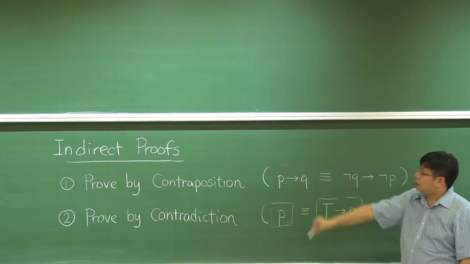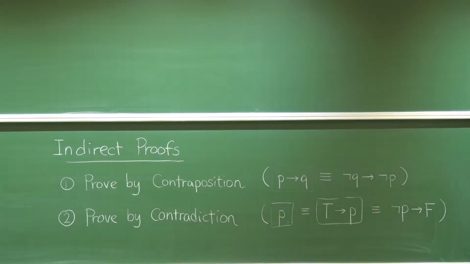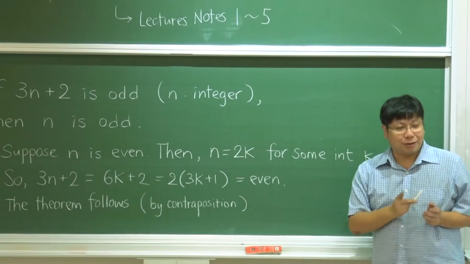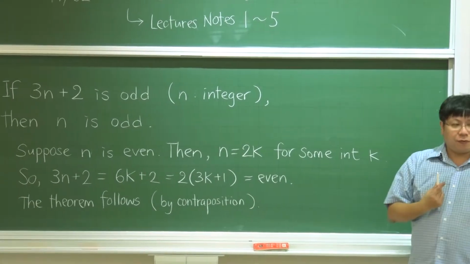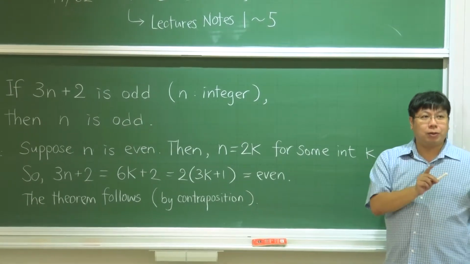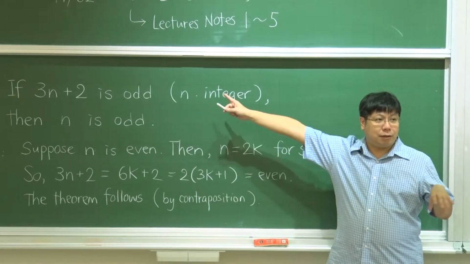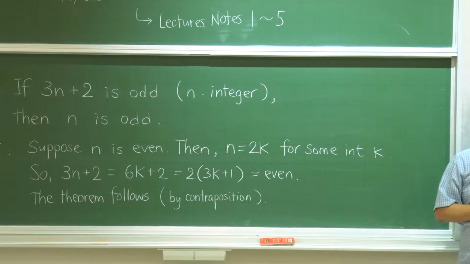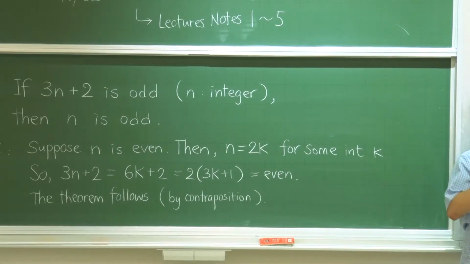But you can see that these two are actually closely related. Because here, these two are actually contrapositions of each other. So contradiction is a special case of proof by contraposition. You can think of this like this. So this is a theorem we have proven last time. If 3n plus 2 is an odd integer, and assuming that n represents a certain integer, then n has to be odd. This is what we have discussed last time.